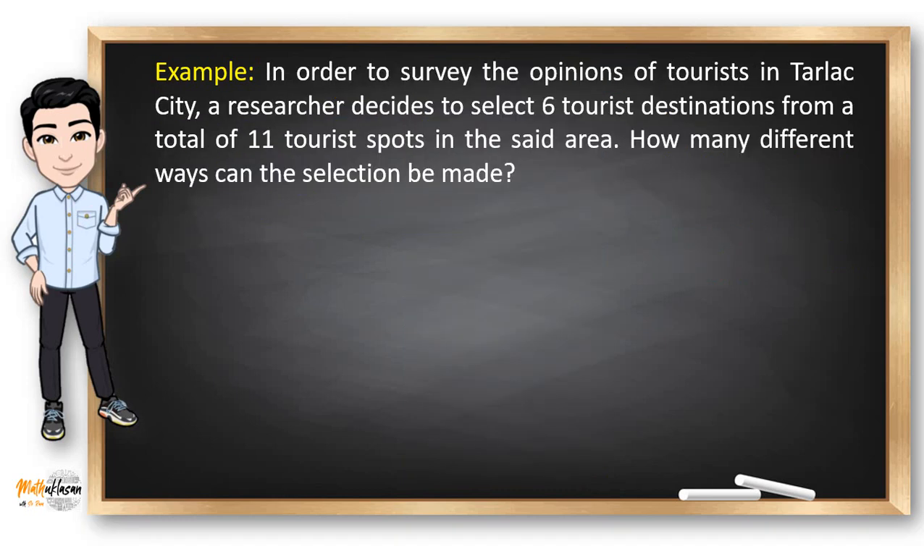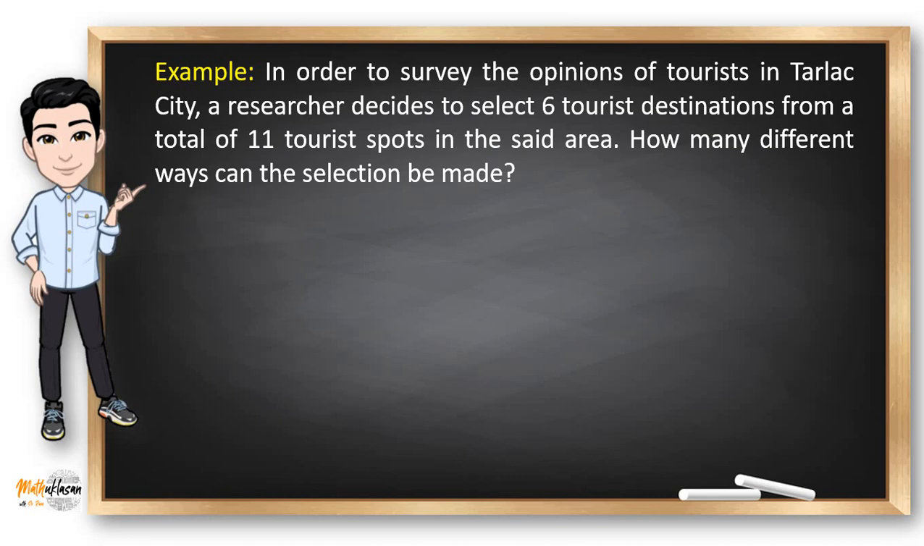In order to survey the opinions of tourists in Tarlac City, a researcher decides to select 6 tourist destinations from a total of 11 tourist spots in the said area. Now, how many different ways can the selection be made? Now, for us to easily identify the combination formula for this problem, we need to determine if the arrangement of objects is important or not.